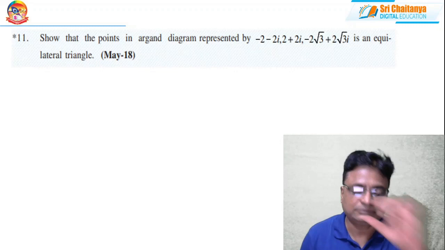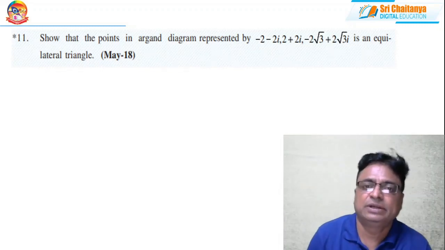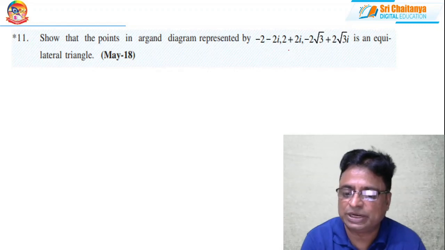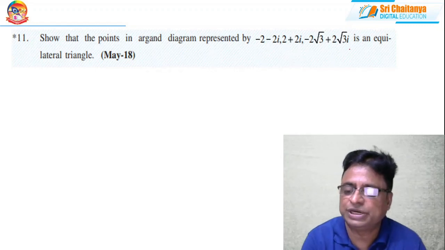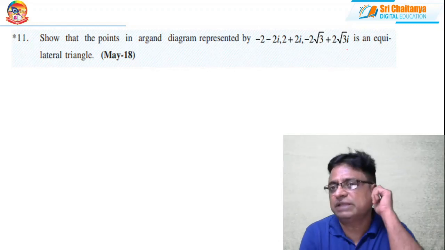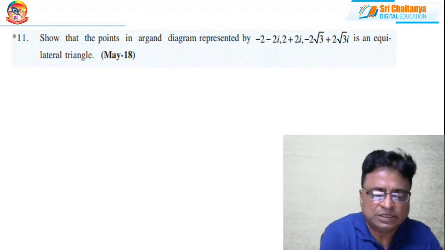See, here 4 points are given in the Argand diagram, that is, in a complex plane: -2 -2i, 2 plus 2i, -2 root 3 plus 2 root 3i. They form an equilateral triangle. What are they asking? They form an equilateral triangle.